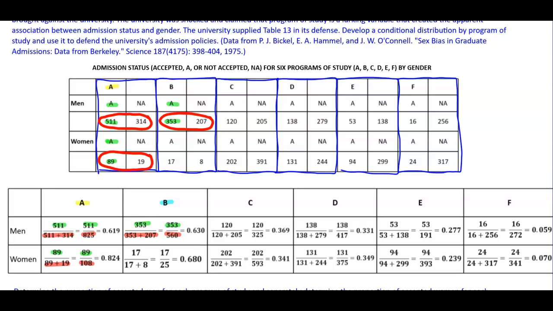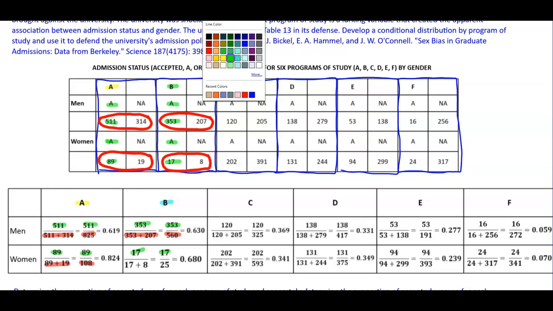Now, if we take a look at Program B for women, we can see that 17 were accepted. So we know 17 is in the numerator. To find the total, we're going to add 17 plus 8. So 17 plus 8 is going to give us a total of 25. So 17 divided by 25 is 0.68, which is 68%.